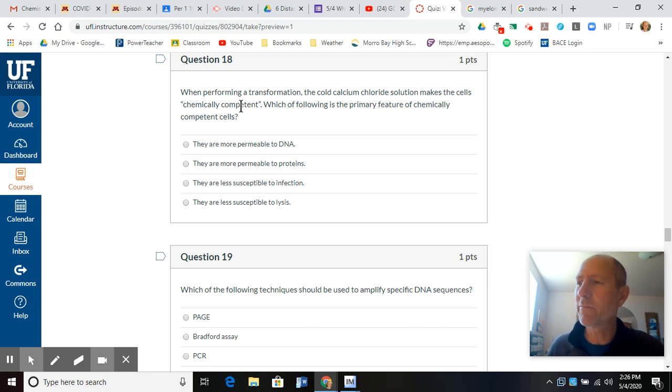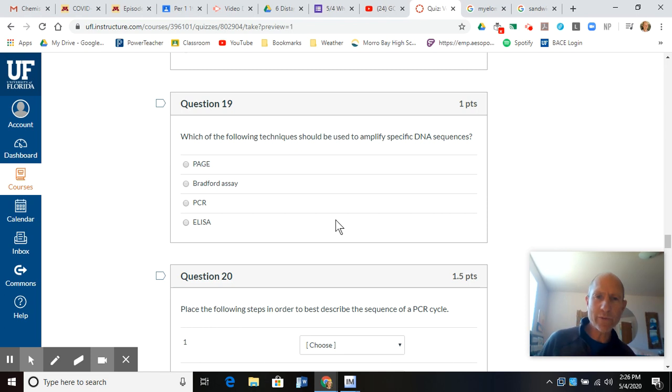Okay. When performing a transformation, ice-cold calcium chloride makes the cells chemically competent. What that means is that it makes little holes inside of the cell membrane, cell wall, through which the DNA can enter. So they make it more permeable to DNA. Which of the following techniques should be used to amplify, that means make lots of copies of, specific DNA sequences? Surely that would be PCR. But let's go over these because these might be in future questions. PAGE is polyacrylamide gel electrophoresis. This is the same gel electrophoresis we do normally, except it's with proteins instead of with DNA.